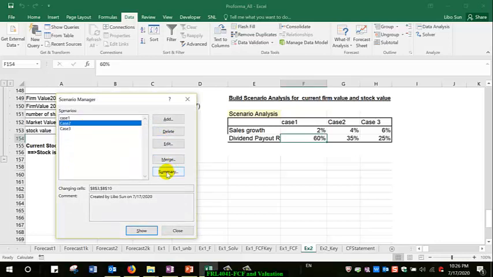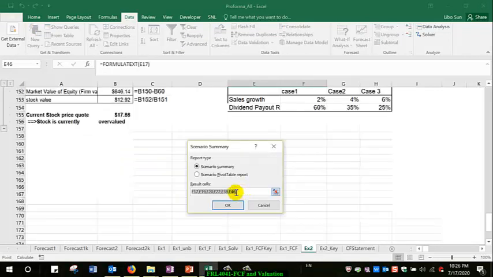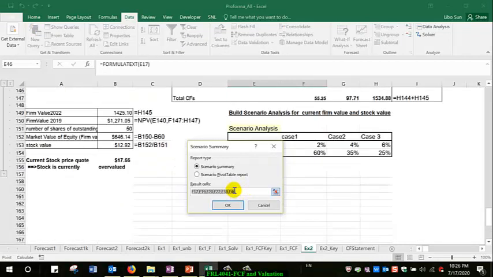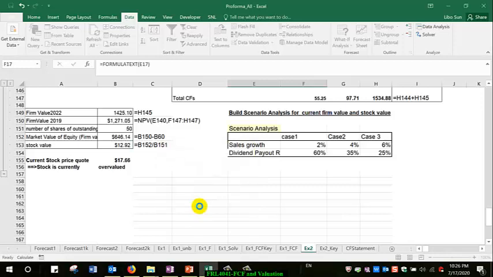Now I'm going to summarize, okay? By default, we will do a scenario summary. Before we do that, we first want to report which variables we want in the summary table. It depends on what we're going to do. We're going to look at the current firm value and stock value per share. Current firm value is this one. Stock value per share is this one, right? So those are the result cells. Click OK.